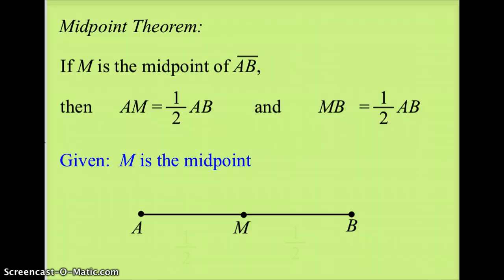Pause for just a second and tell me what the difference is between the midpoint theorem and the definition of a midpoint. Whenever you're given the midpoint theorem, you're talking about numbers. You're talking about AM being half of the whole entire segment and MB being half of the whole entire segment. In the definition, you're saying that if M is the midpoint, A to M and M to B are congruent to each other.